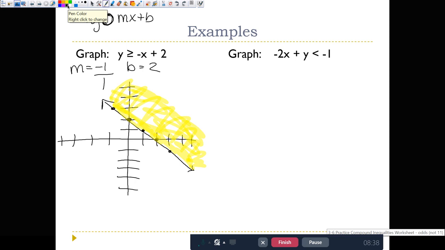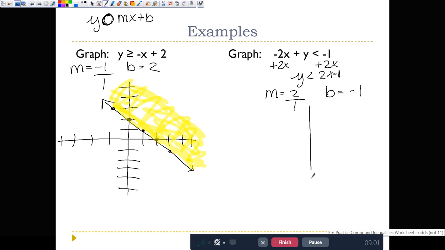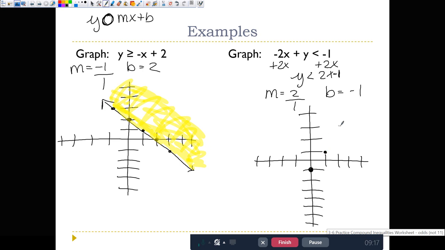All right, so let's look at this next one. Is it in my proper form? No. So I'm going to add 2x to both sides. So I'm going to have y is less than 2x minus 1. So now it is, so my m is 2, or 2 over 1, and my b is -1. So I'm going to start at -1, and then I'm going to go up 2 and over 1. Up 2 and over 1.